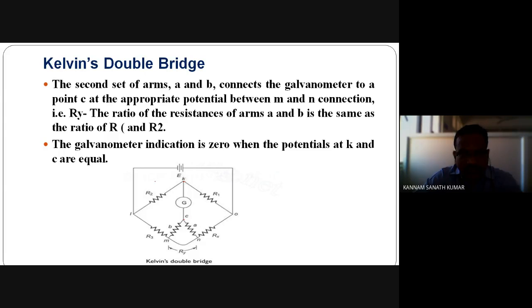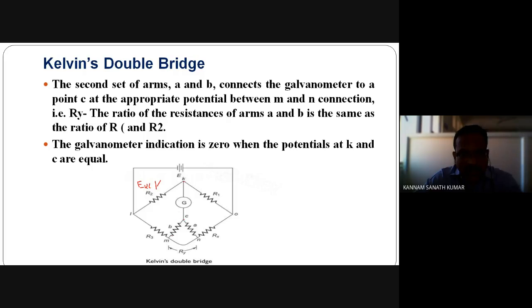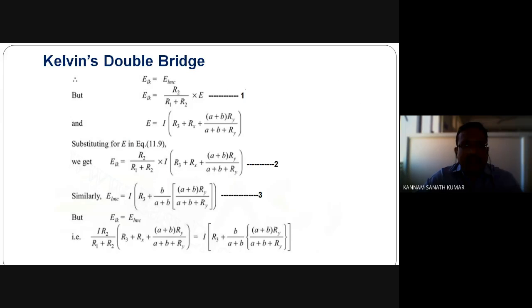So that means the potential at K, let us consider, is ELK. And the potential at this C is nothing but ELMC. So you can write that potential at C is nothing but ELMC. So this potential is equal to this potential. So ELK equals ELMC.